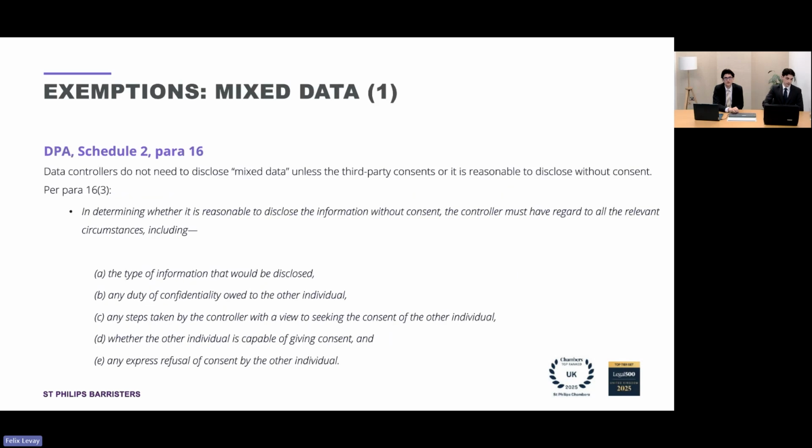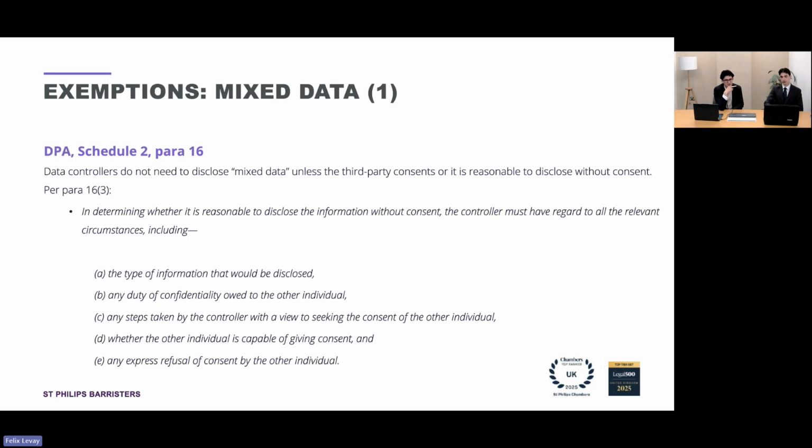So that brings us on to the last exemption we want to talk about, which is one you're probably already aware of. It's the most complicated and a potential source of liability if you get it wrong. And that's what is commonly called mixed data. So we're looking at paragraph 16 of Schedule 2. If my personal data, for example, is also Connor's personal data, there's an email that's discussing us both, the data controller is not obliged to disclose it to me if I make a data subject access request, unless either Connor has consented, he says, yes, I don't mind you showing that personal data about me, or it's reasonable to disclose it without that consent.